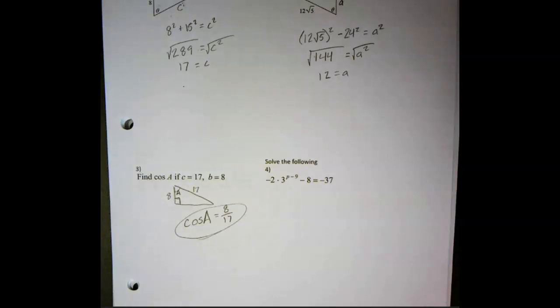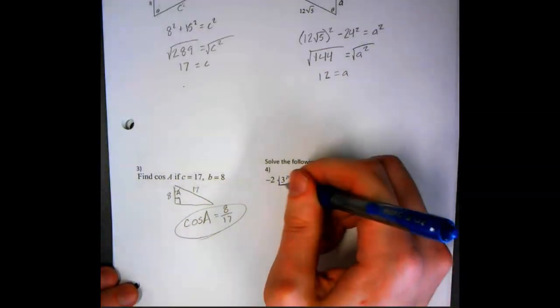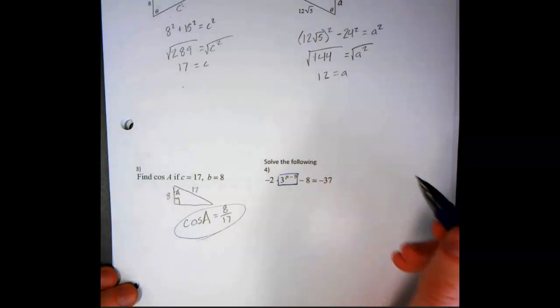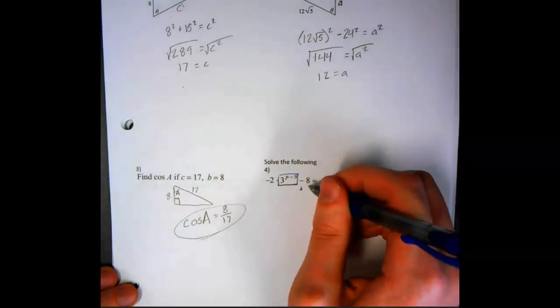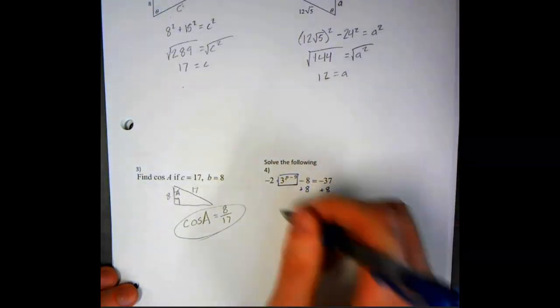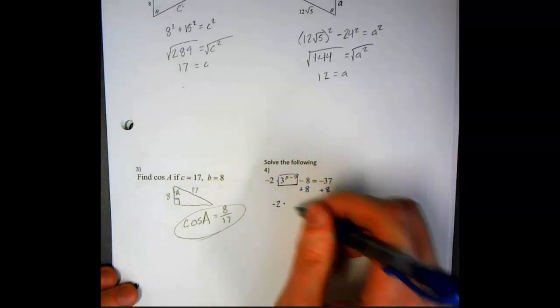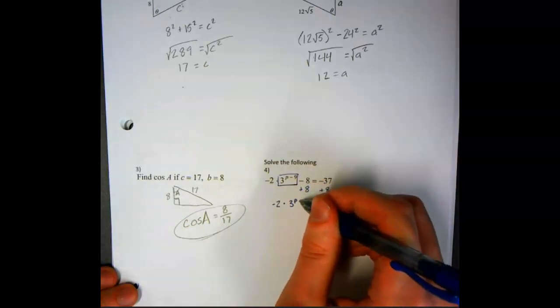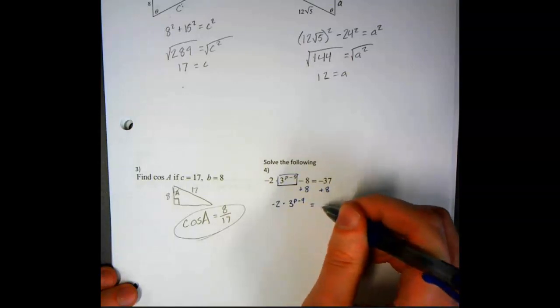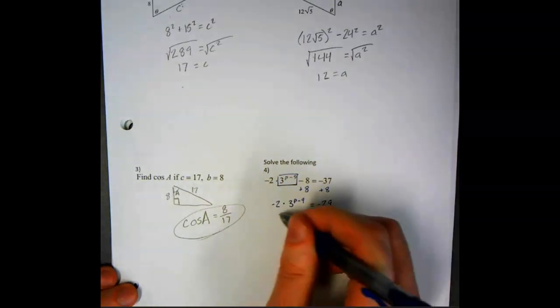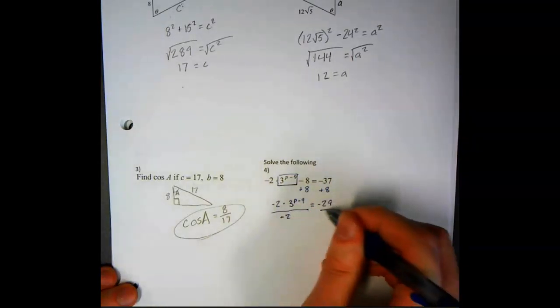Okay, so tonight we are working on problems 4 through 6. For this first one, remember we want to get that 3 to that power by itself. So we'll start out by adding 8. And then we'll divide by the negative 2.